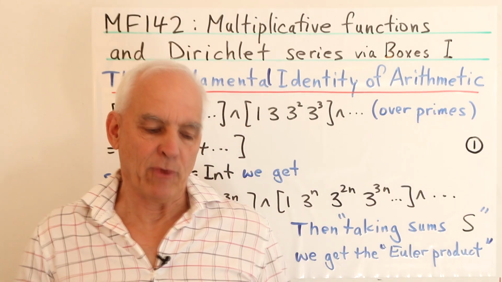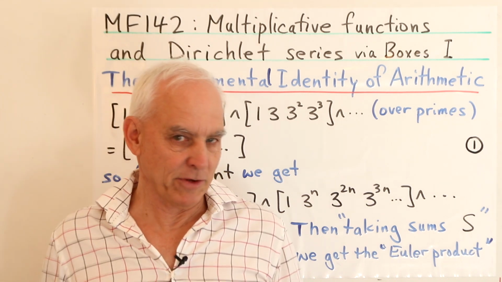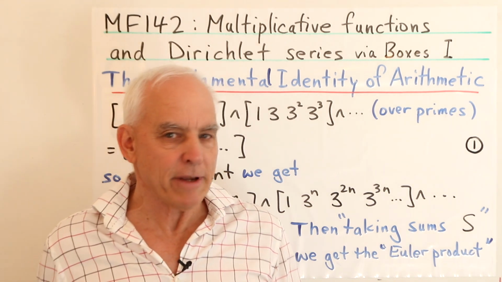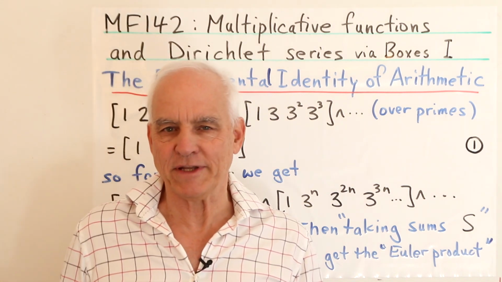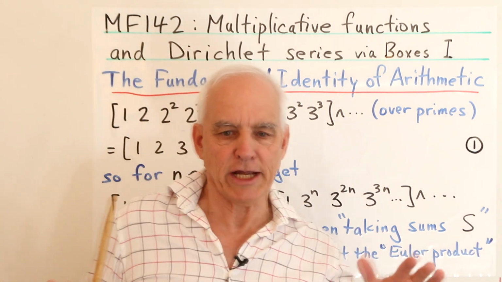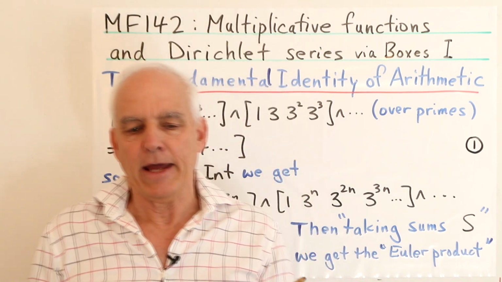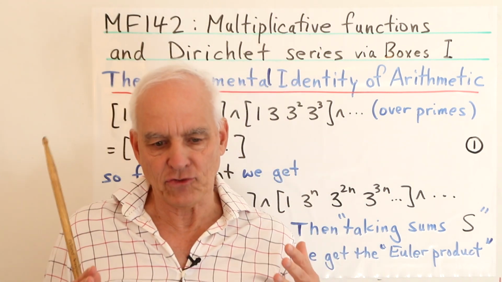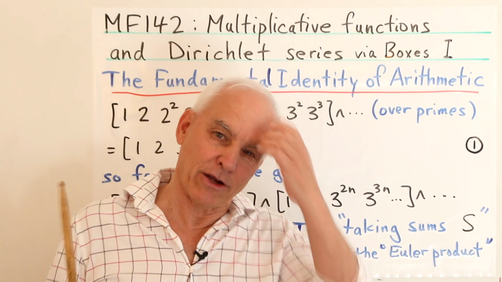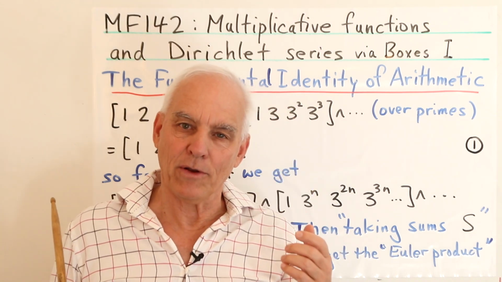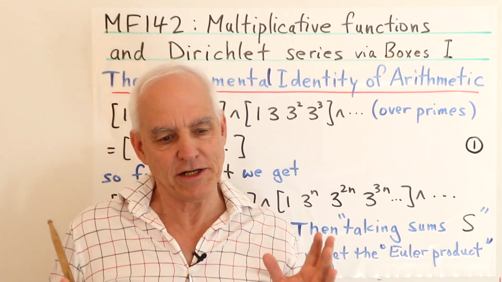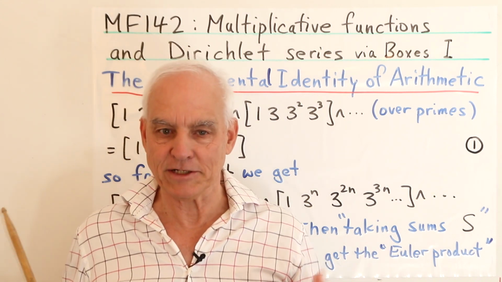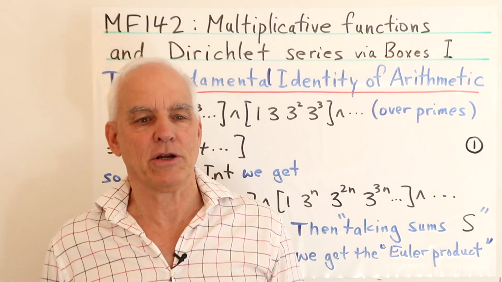Good day everyone, I'm Norman Wildberger and we're talking about box arithmetic and applying it to number theory, particularly the Euler product formula for the zeta function and sort of associated things. And for us, the central object here is actually what we call the fundamental identity of arithmetic, which is an identity involving boxes and the caret operation.